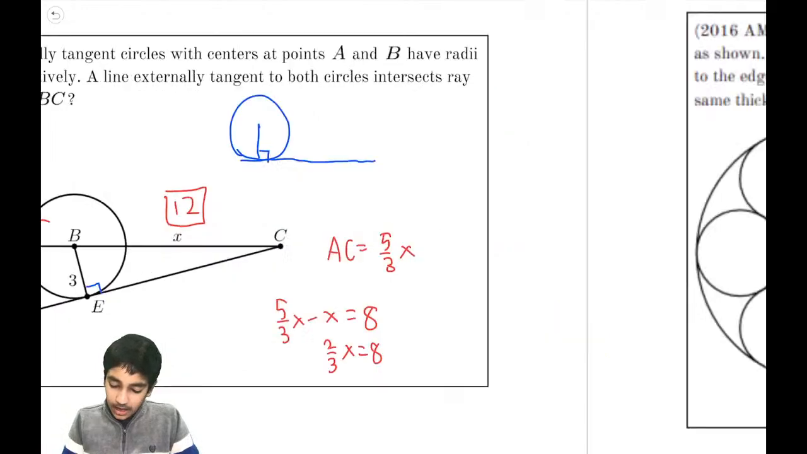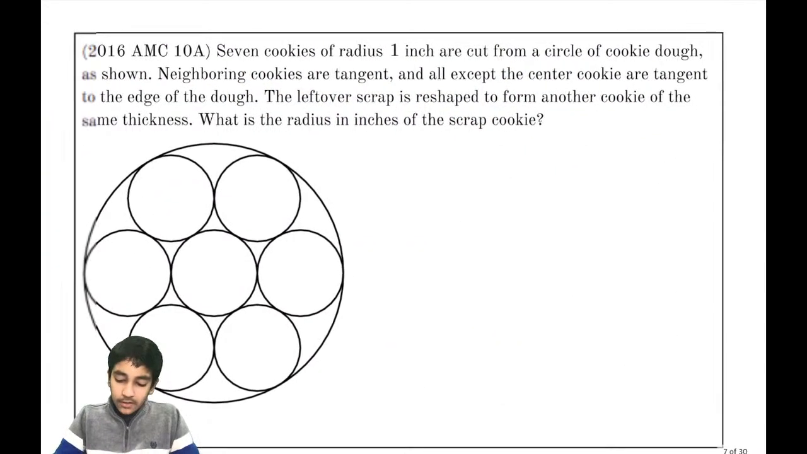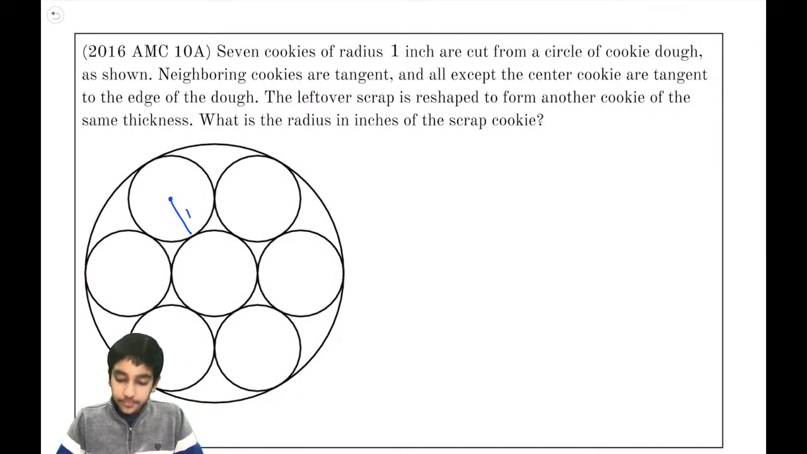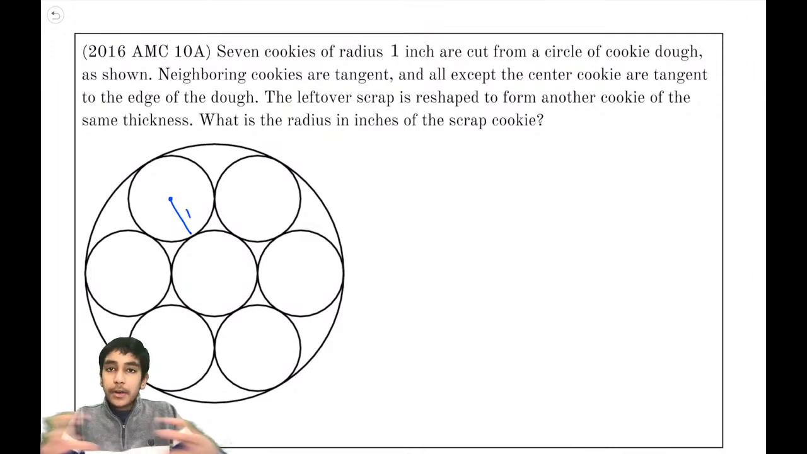Okay, so now let's take a look at our next problem. I'll give you some time to try this on your own. Basically we have 7 cookies of radius 1, cut from cookie dough, and neighboring cookies are tangent and are all left except the center cookie. So we have this big circle and we subtract the area of the smaller circles. After subtracting the smaller circles, we take this leftover dough and put it together and make another circle. We want to find the radius of this circle.